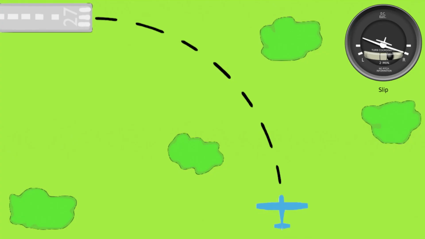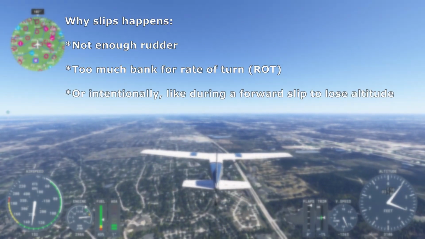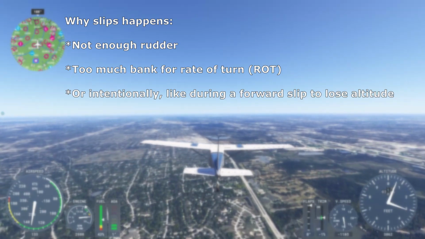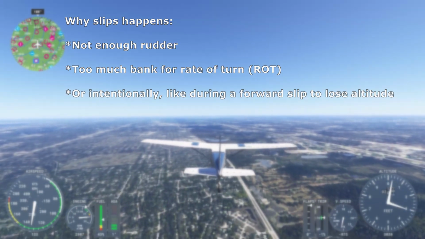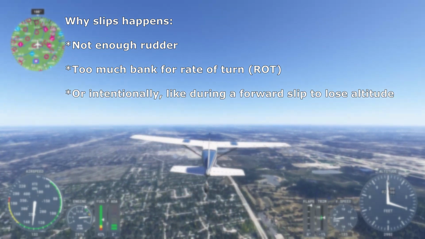Here's an example of what a slip looks like. Notice how the nose is dragging outside the turn while the tail drags inside. Slips happen because not enough rudder is being used, too much bank for the angle of the turn, or intentionally, like during forward slips, to lose altitude as mentioned before.